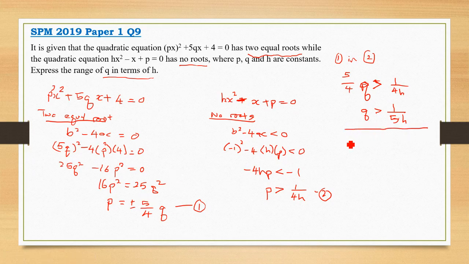If I use negative, so it's -5 over 4q greater than 1 over 4h. So bring it across. Remember, when you multiply or divide by a negative number, there's a change in the sign. So it becomes less than -1 over 5h. That is what the question wanted, Q in terms of h. So remember, the words very important are two equal roots, no roots. All these are important words you have to concentrate on, what type of roots it belongs to. Okay, so let's look at the next question.